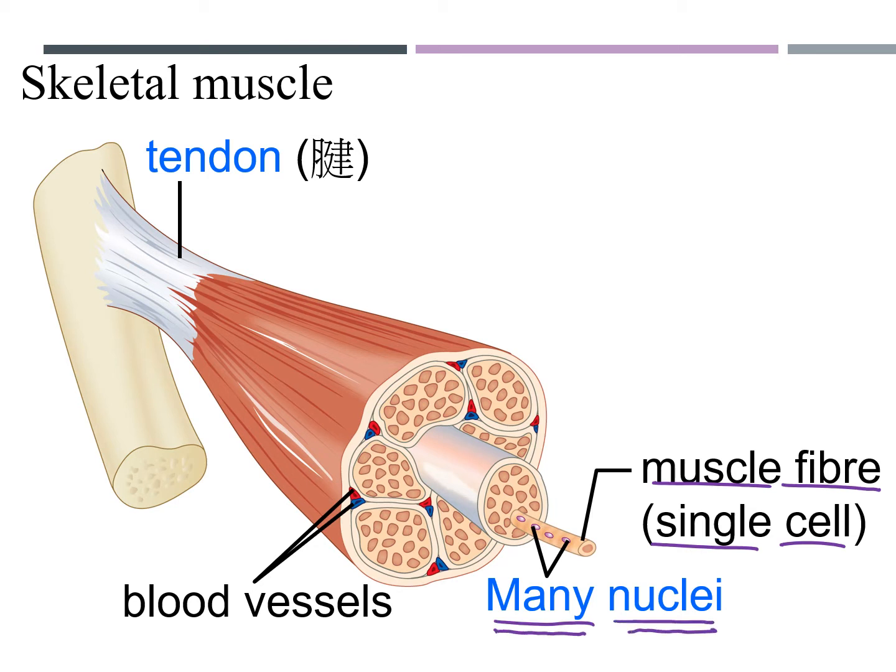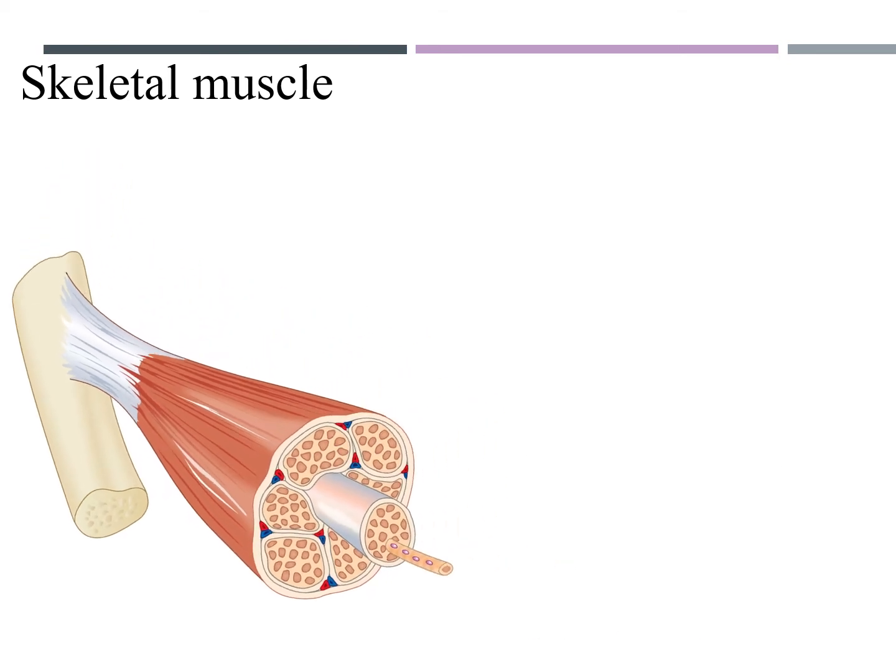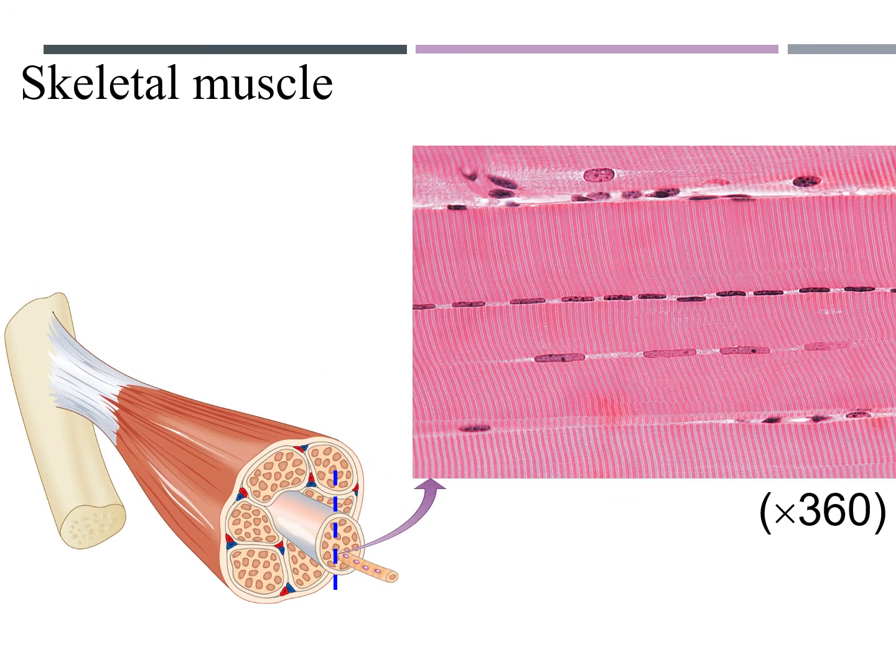The muscle cells are very long. If you cut open a muscle and look at it under the microscope, you can see the muscle fibers. These represent one muscle cell, and in one muscle cell you can find many nuclei, more than one.